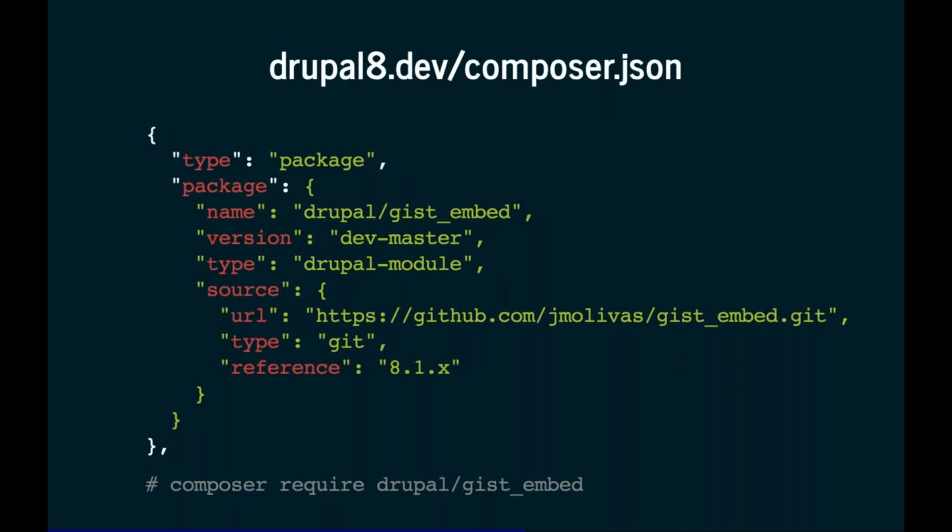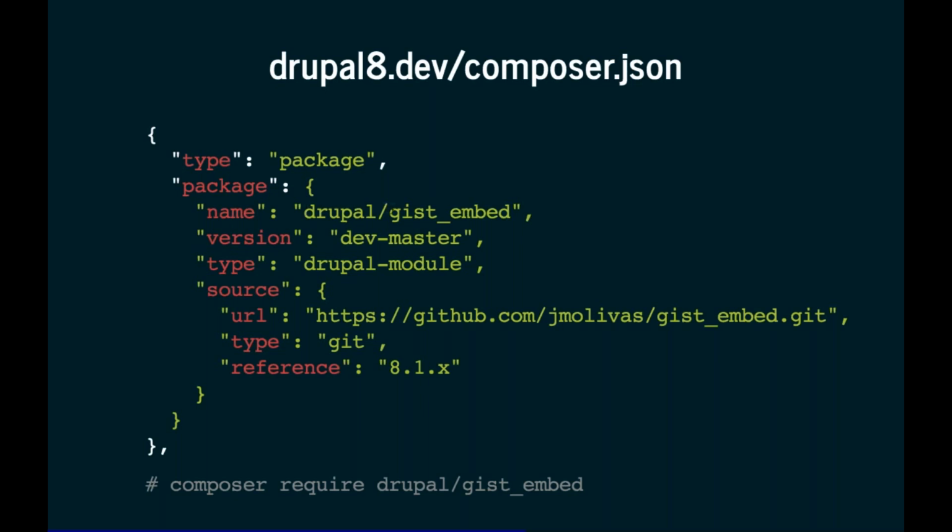I can just add this package definition, and I'll give it a name, a version, and a type, so I need to make sure I'm giving it the Drupal module type for this definition, and I just set the source and the URL of the source. In this case, I'm pointing this to the repo in GitHub. I'm just telling Composer this is a Git repo, and then I will get this by running the same command, composer require, and just the name that I gave it here.